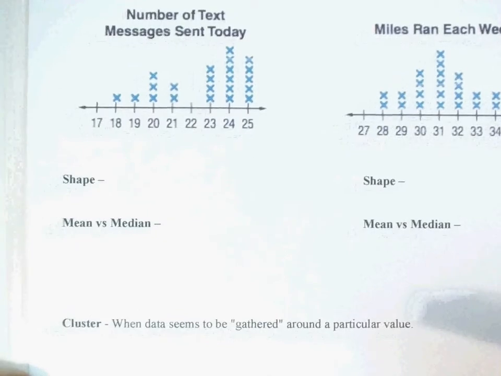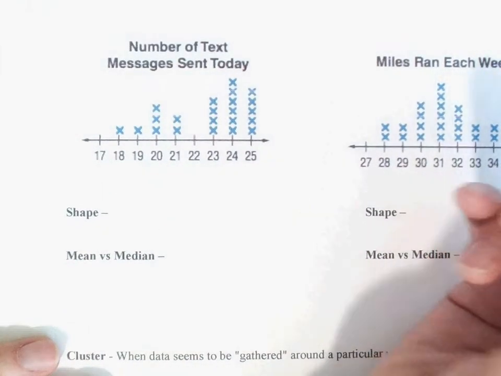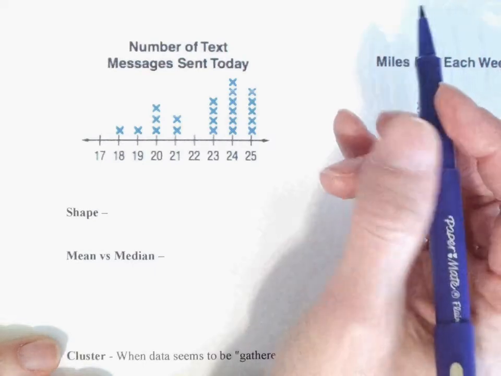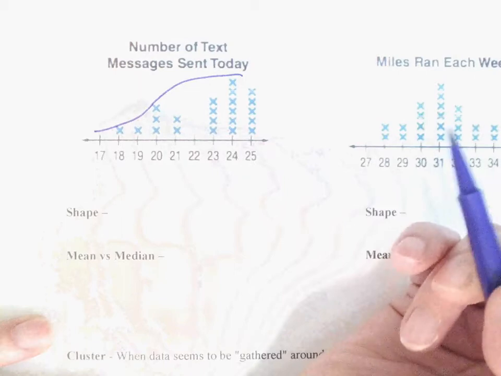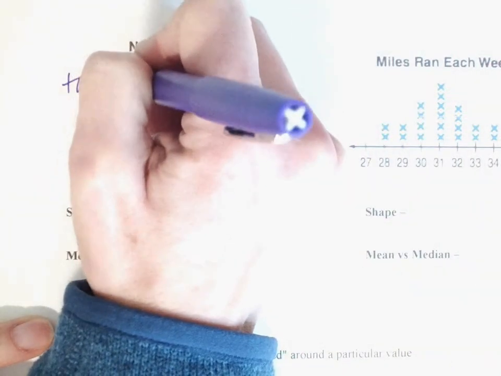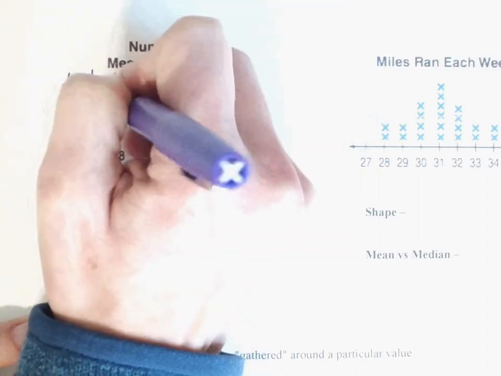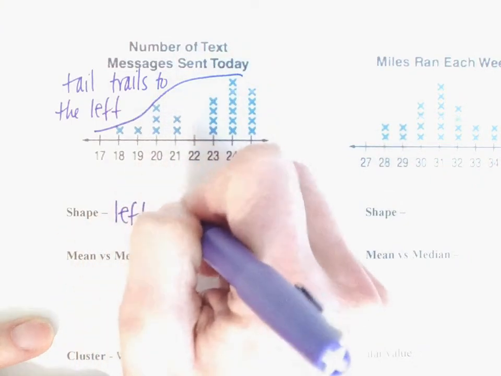Okay. My next example is a dot plot. For this dot plot, is this considered symmetric or asymmetric? And you are going to tell me that this is asymmetric. Okay, with it asymmetric, we have a tail. Tail trails to the left. So this is called left skewed.